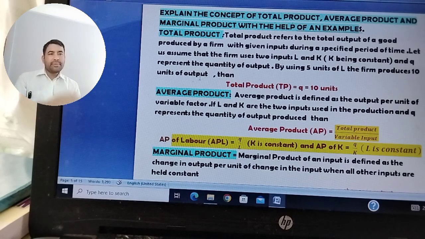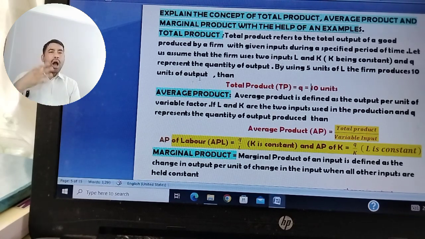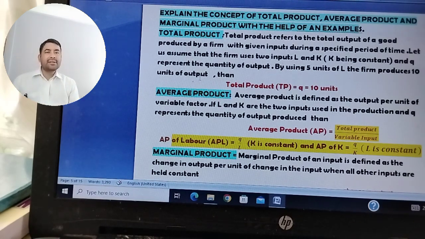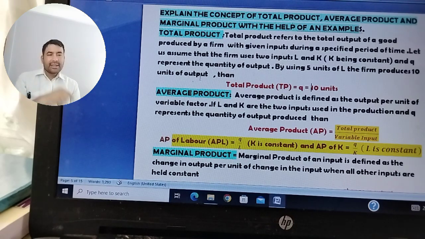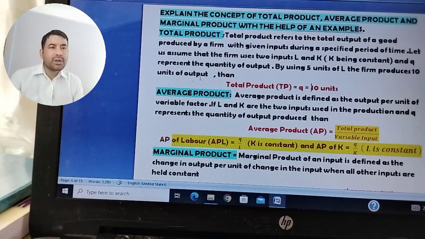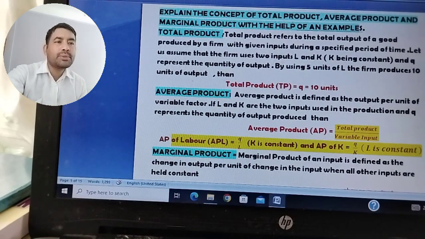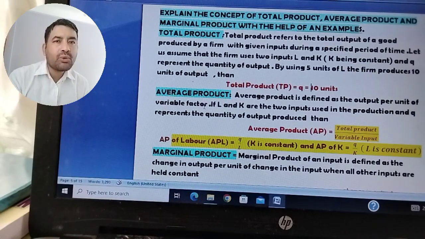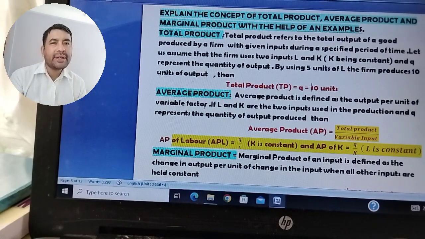So what does average product mean? Average product is defined as the total output per unit of a variable factor. So how many units of output a variable factor can produce, that is known as the average product. So average product is defined as the output per unit of variable factor. How much output can 1 unit of variable factor produce, that is defined as average product.